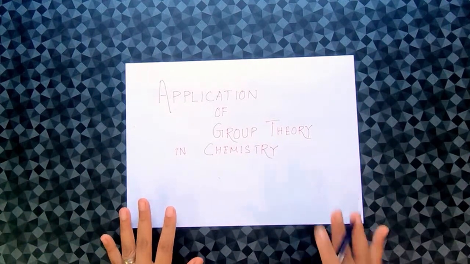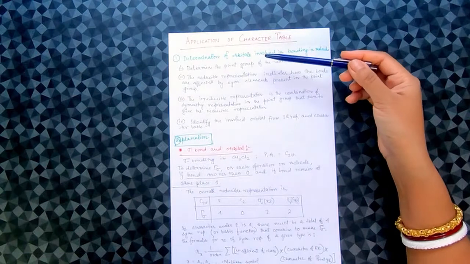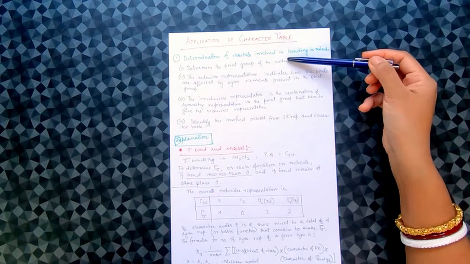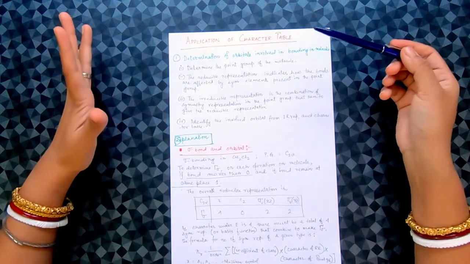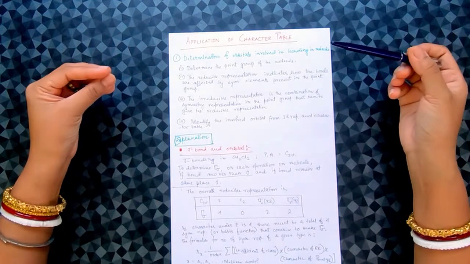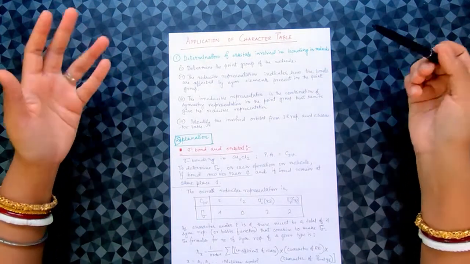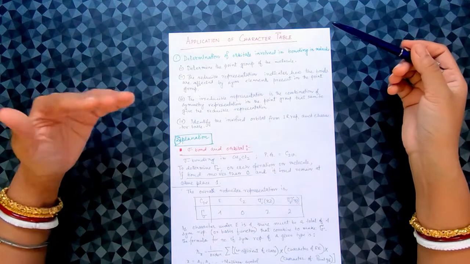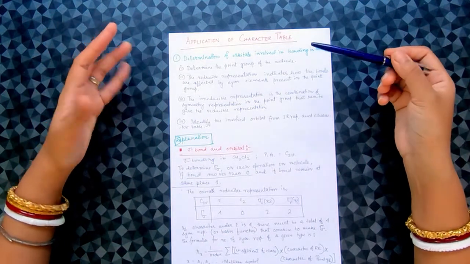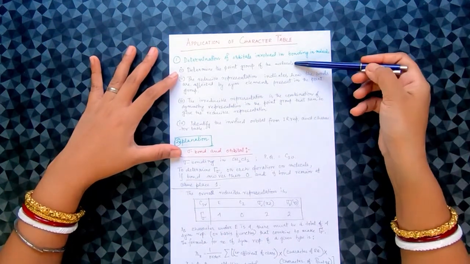So let's start. First we have to determine the point group of that particular molecule. In my previous video, I have discussed how to determine the point group for any particular molecular symmetry. You can go through it and you can get an idea about it. So first of all, you have to determine that.